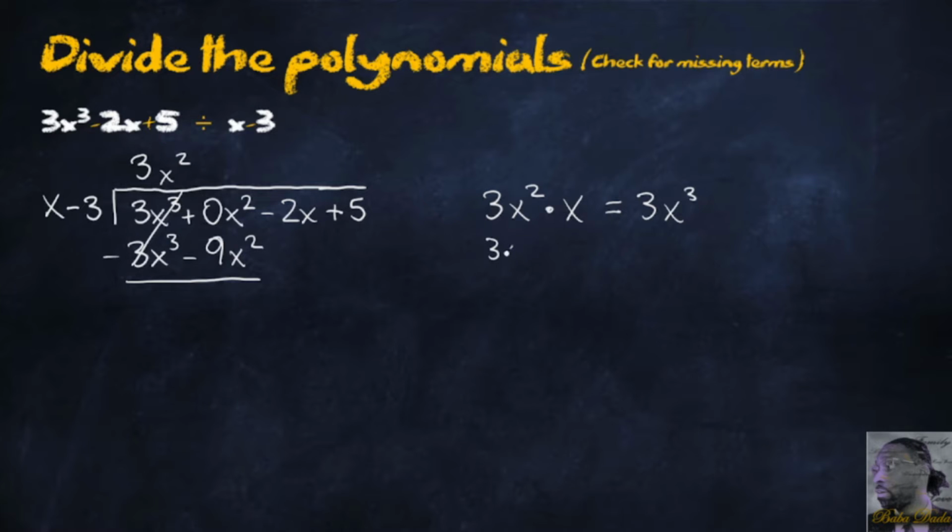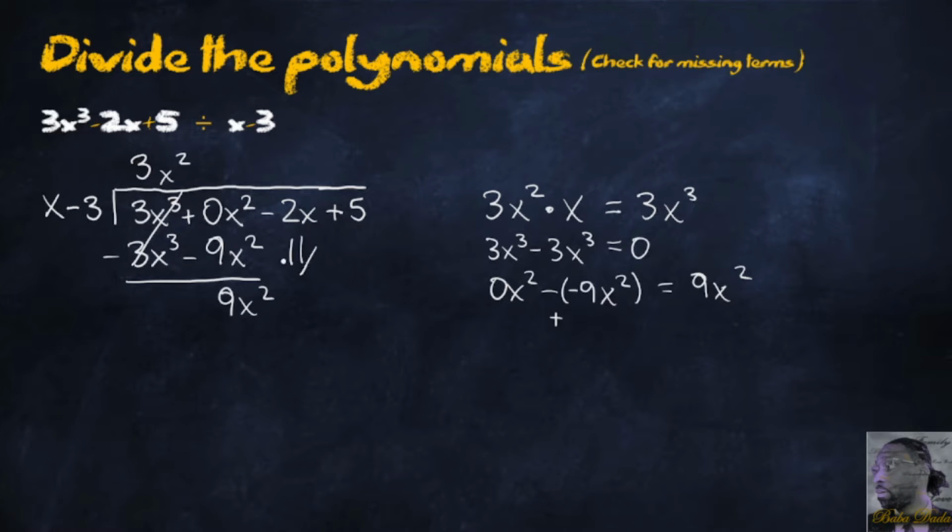So 3x cubed minus 3x cubed equals 0. And then we're going to have our placeholder 0x squared minus a negative 9x squared. And that's going to turn to a positive. So that's going to be 9x squared. So 9x squared. We're going to bring down this negative 2. And then now we need a number to multiply by x to give us 9x squared.